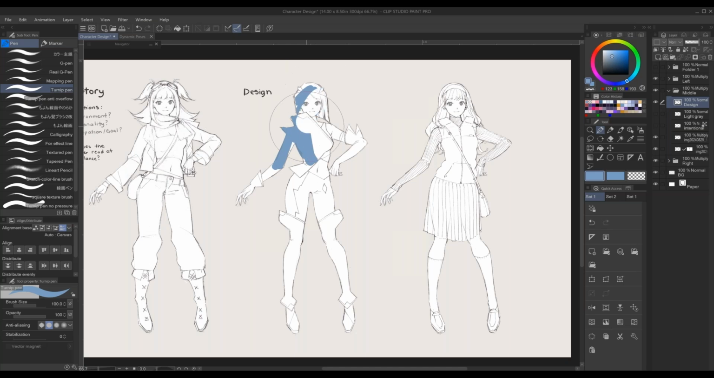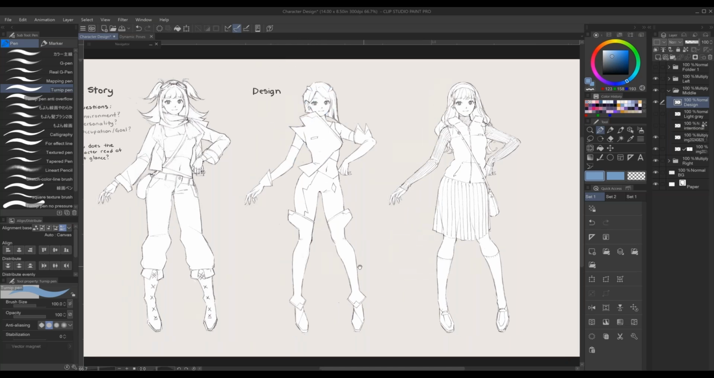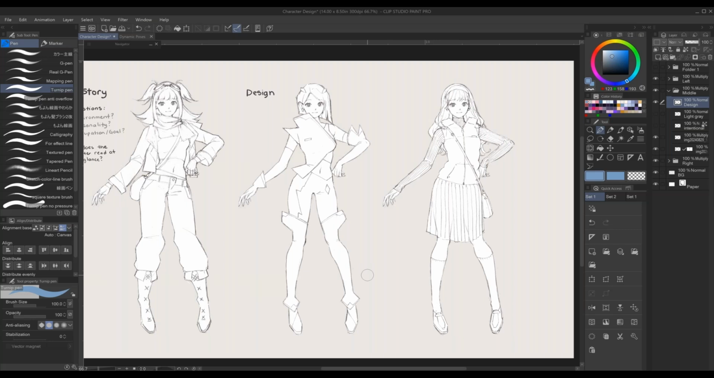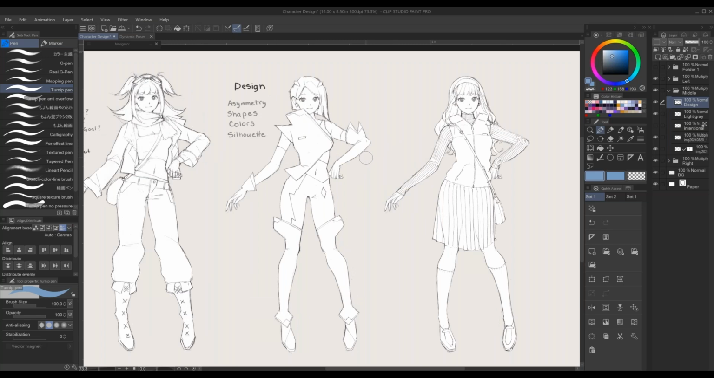I also think design is a good aspect for characters that maybe aren't in a story, but are just visually there. As you guys might know, if you're familiar with VTubers, the design aspect of VTubers is very important because it has to be something that's unique and memorable. So then here I have some notes on creating a good character design, or maybe just things to consider when you're considering the specific artistic design of a character. So asymmetry, shapes, colors, and silhouette.